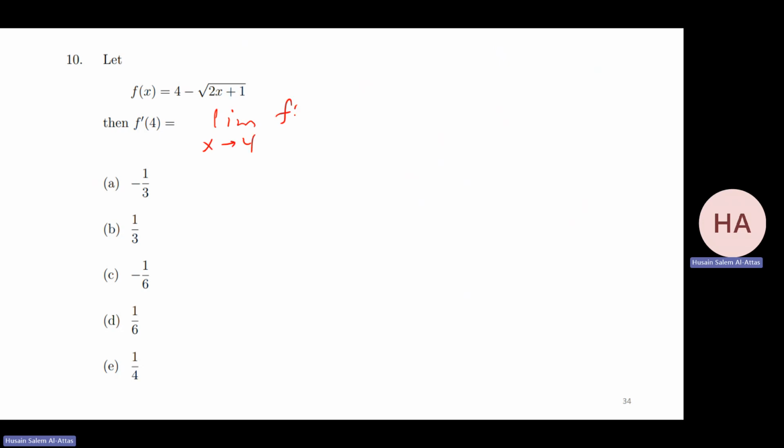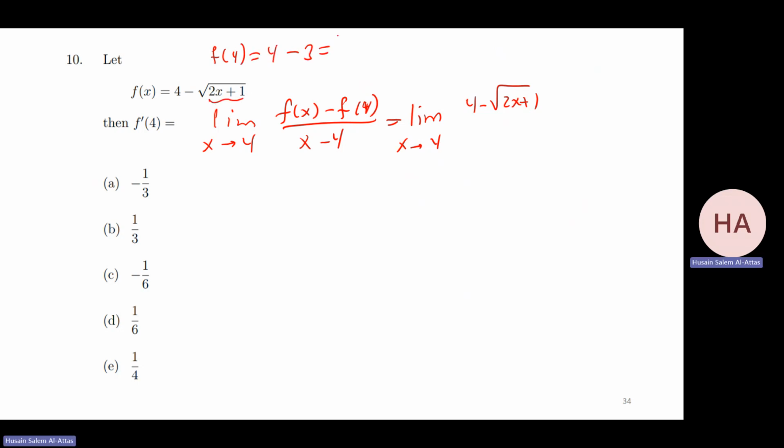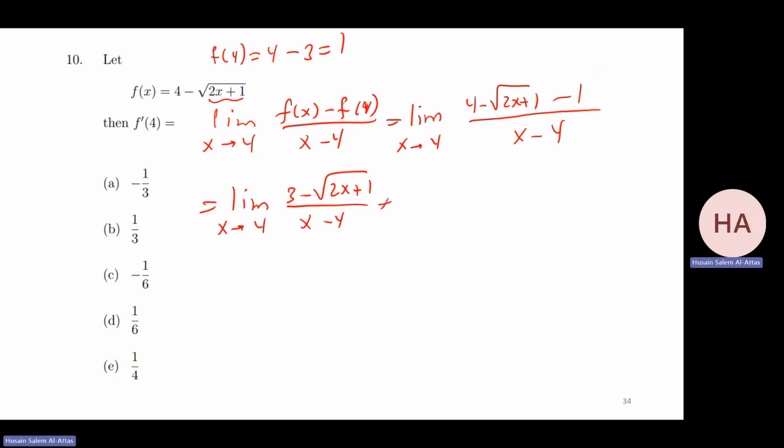Limit as x goes to 4 of f of x minus f of 4 over x minus 4. So that will be the limit as x goes to 4 of 4 minus this. What is f at 4? F at 4 is 4 minus 3, which is 1. So this is minus 1 over x minus 4. That will be the limit as x goes to 4 of 3 minus square root of 2x plus 1, over x minus 4. Substitute, I'm getting 0 over 0, so I need to rationalize it.